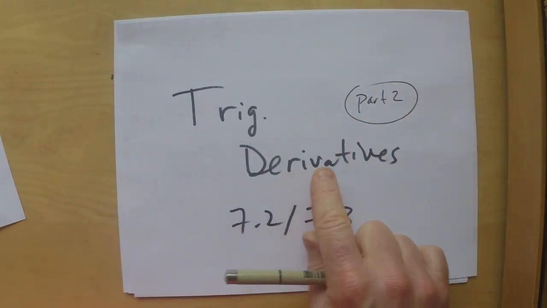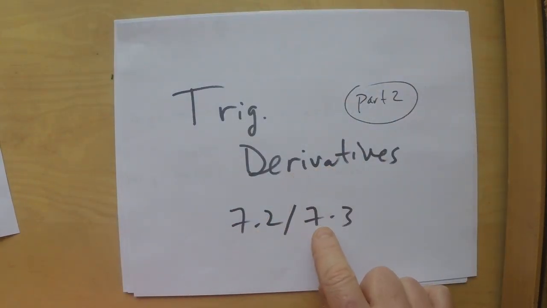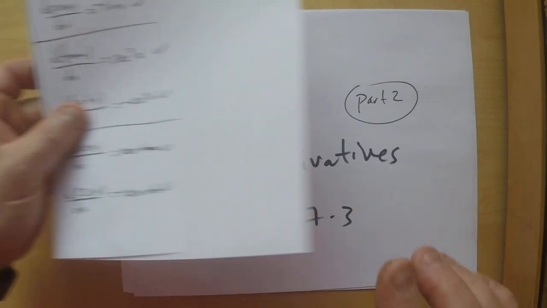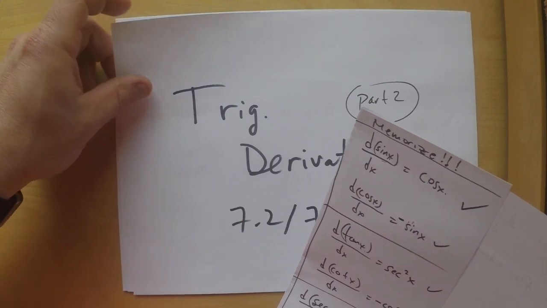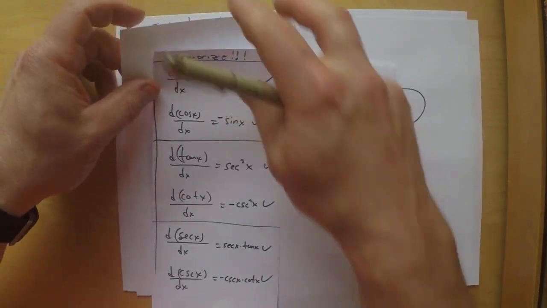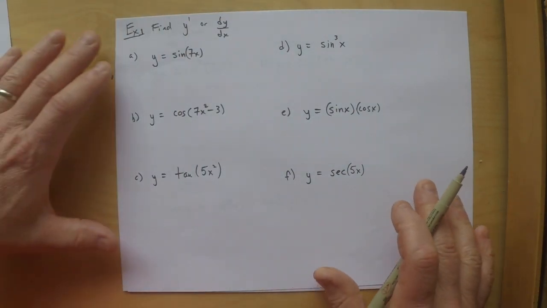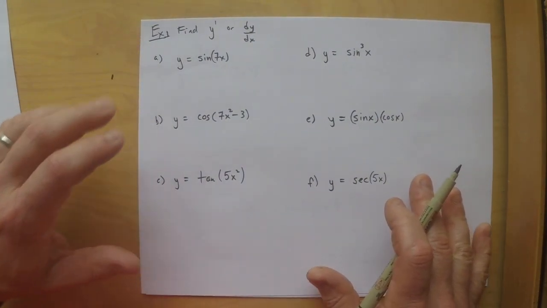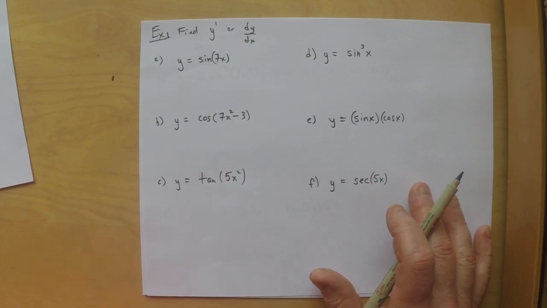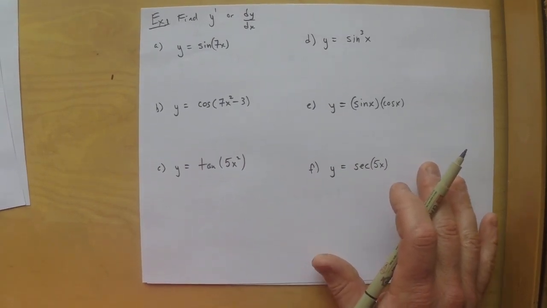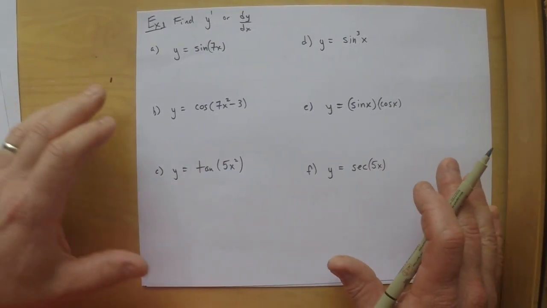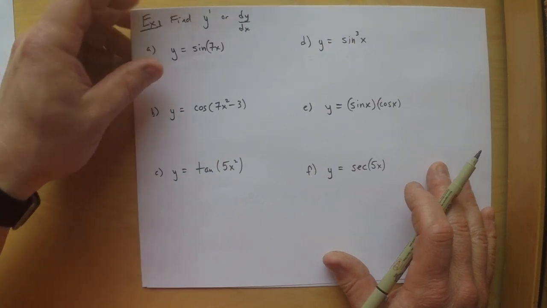So same units as last day, 7.2, 7.3. I didn't even assign anything last time. It was just to know these 6. Part 2 is now taking the derivative of all of these functions. So here's a whack of just random trig functions that are built with either ugly angles or product rules, quotient rules, and such.